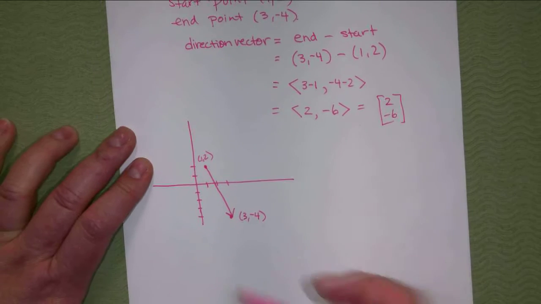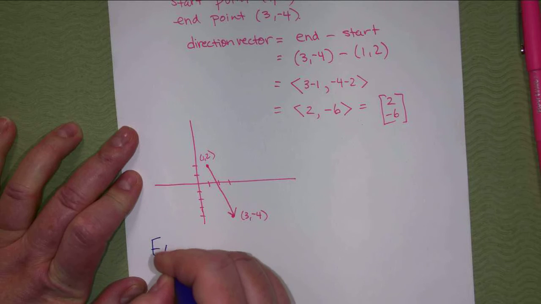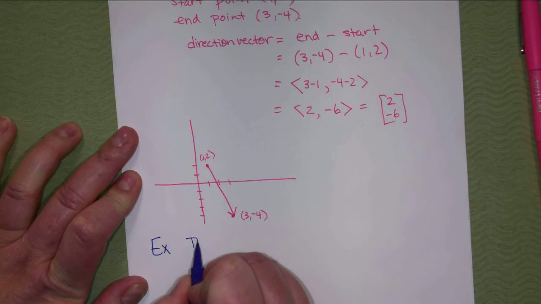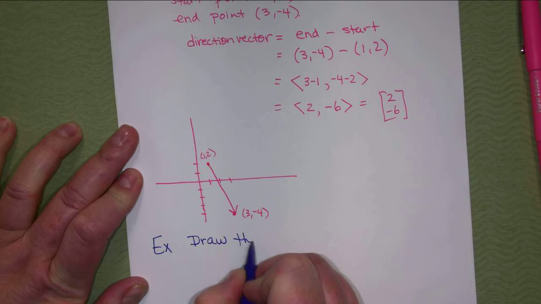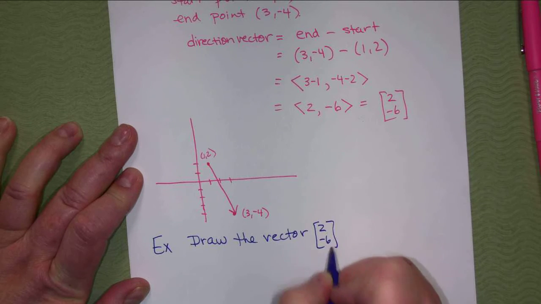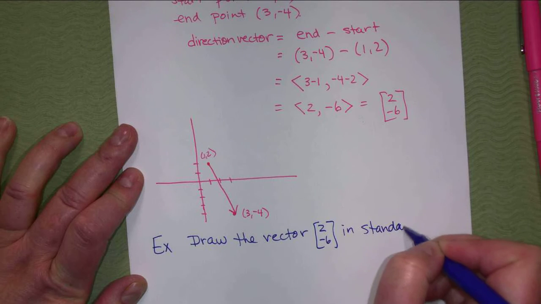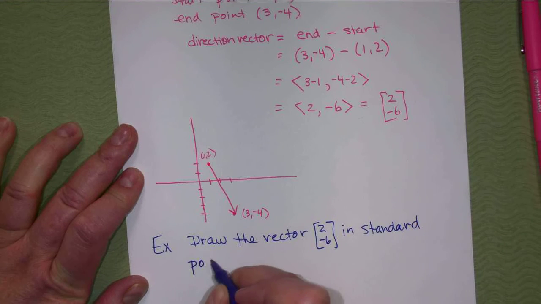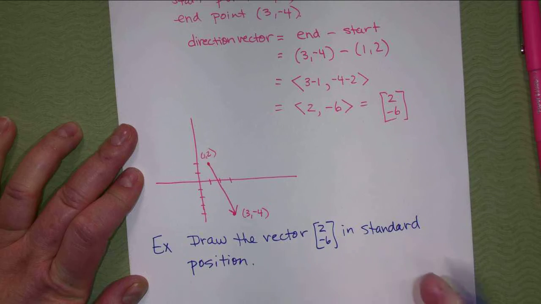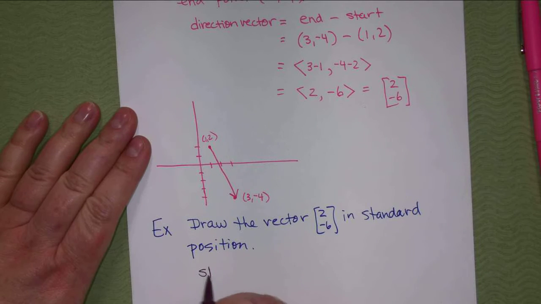So if I said, as a second question, draw the vector 2, negative 6, that's the one we just found, in standard position. Standard position means the start point is 0, 0, the origin. Okay, so that's what that means. So standard position.